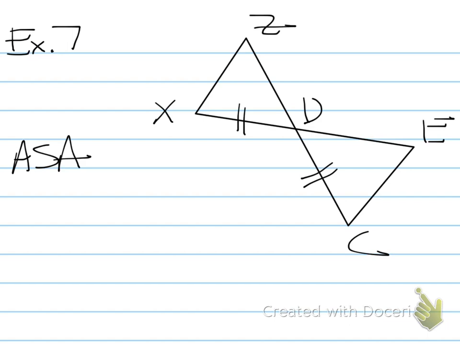Here we want to start by marking off one of the sides in ASA. And then the vertical angles are congruent, so we can mark off one of those angles. And so the other angle that we need to be marking is on the other side of that included side. So angle X and angle C.